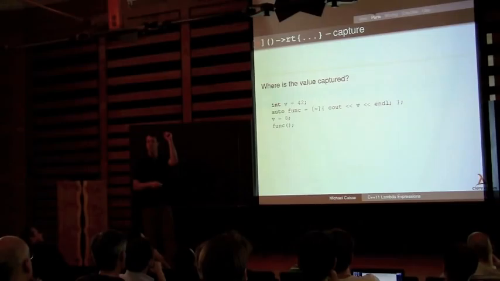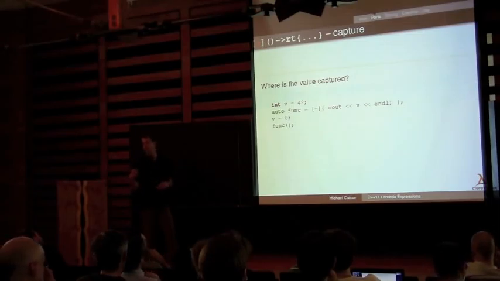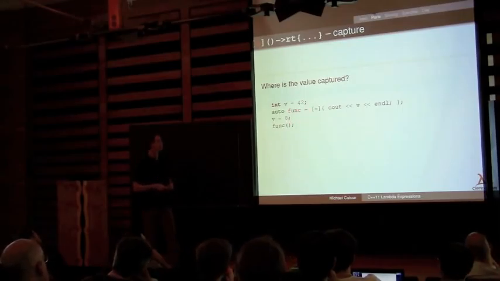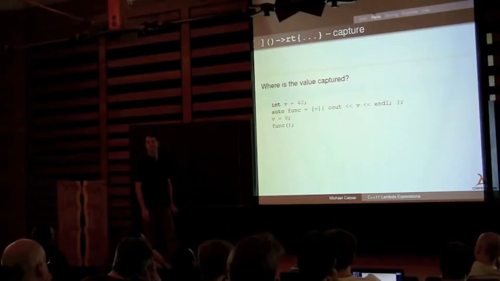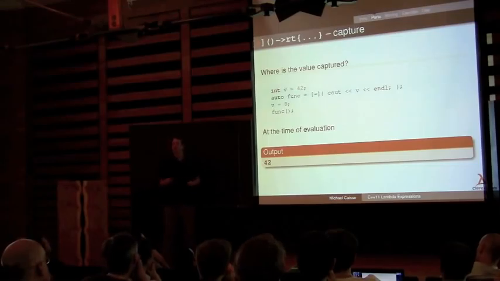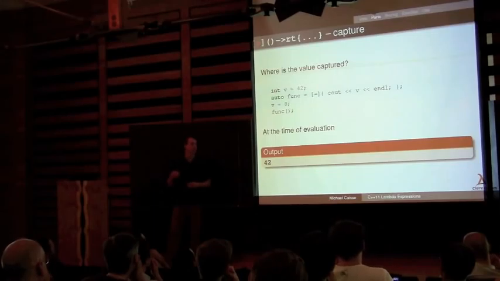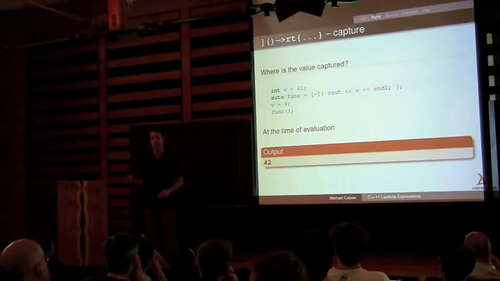We're using auto. We're creating our lambda expression, which will be evaluated. It'll create our closure object, which is then being assigned to func. Then we're setting V to 8, and then we're going ahead and calling func. So what are we going to get? 42. Love the smart crowds. Yeah, so obviously, if we're capturing by value, it's going to be captured at time of the evaluation. If we were wanting 8, if that's the behavior we wanted, then what would we do instead?